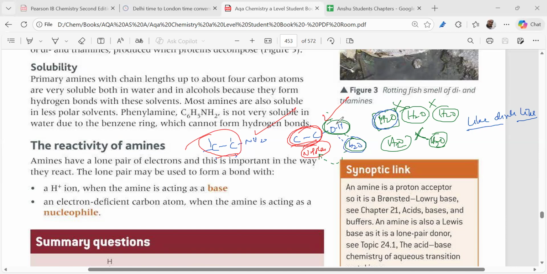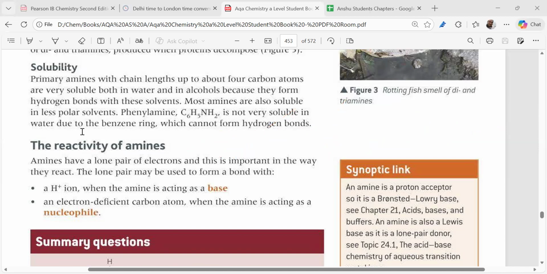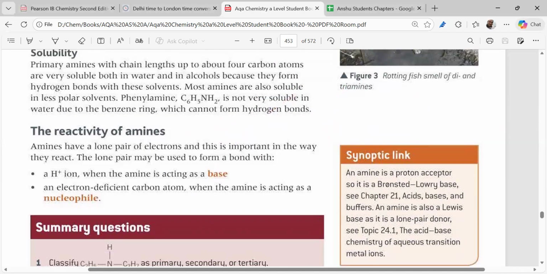Now going to this part, we have to know another important part, which is called the reactivity. So see, if you go from ethylamine, methylamine, they will be soluble. But as we go further to butylamine, pentylamine, the chain length increases, so water won't be able to associate with the non-polar part. Thus, they won't be dissolved.